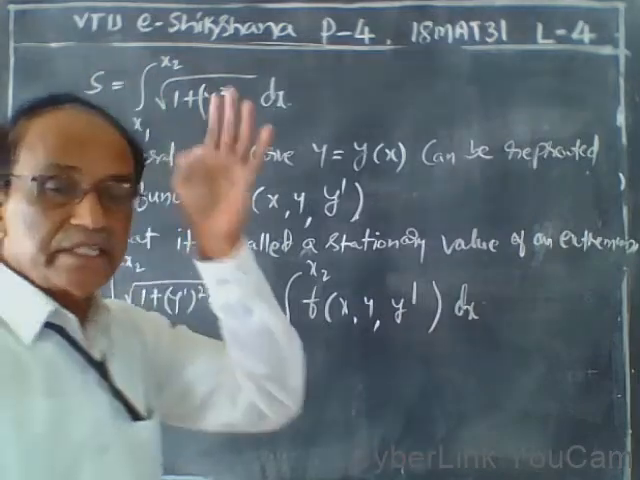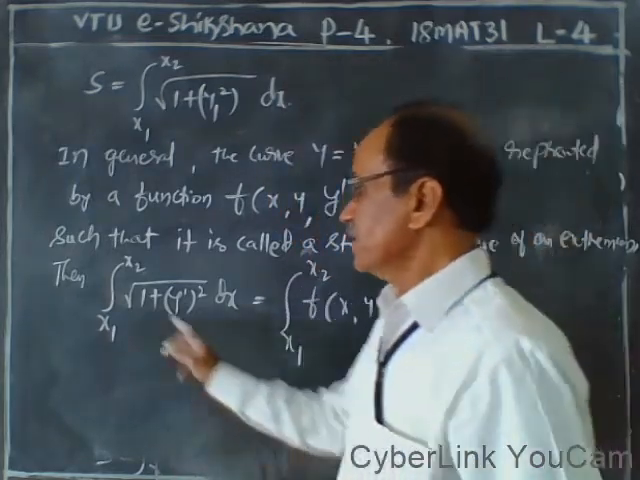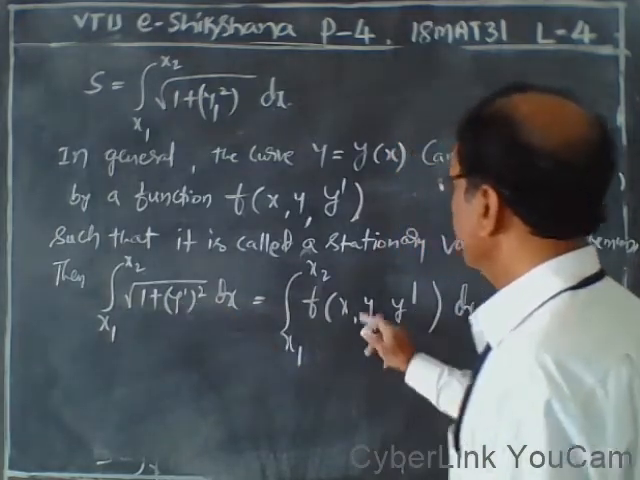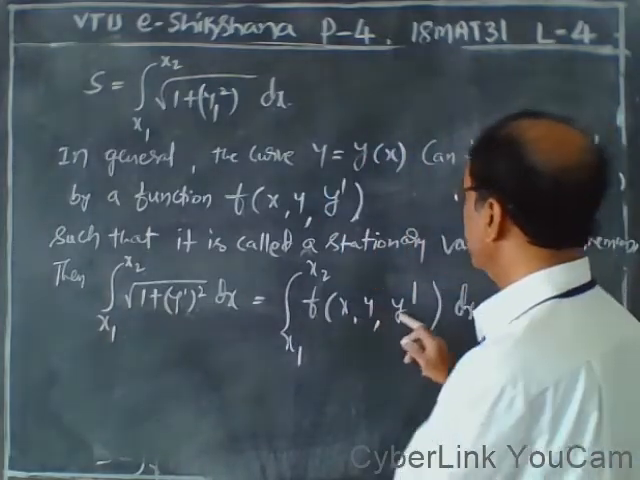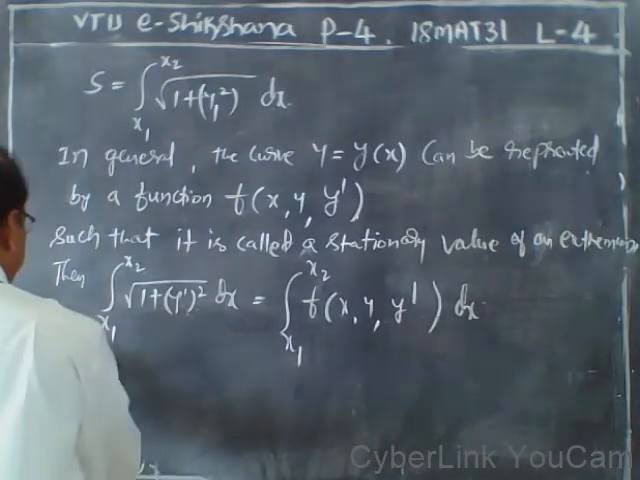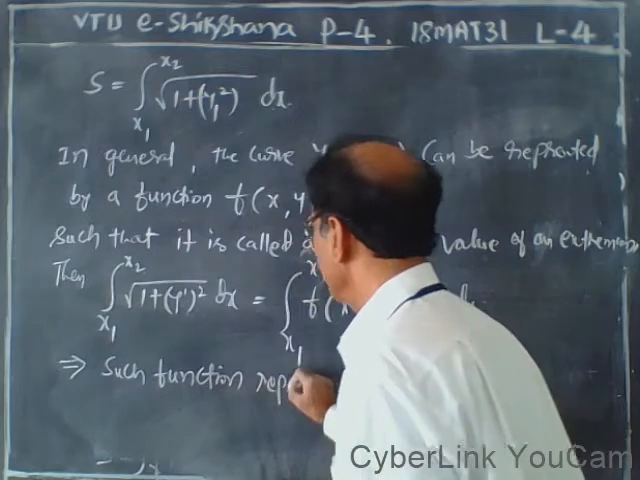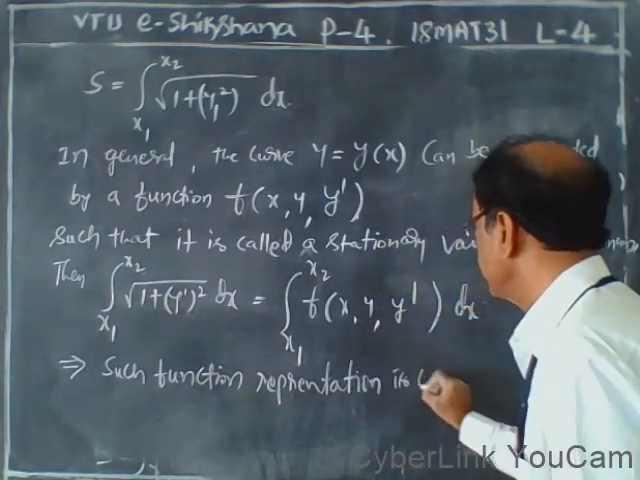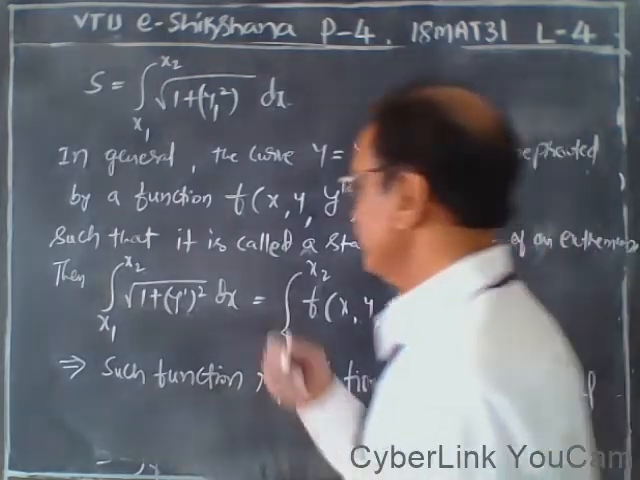So this is an integration between the limits x1 and x2, where x runs from x1 to x2, having some deviation. Therefore, instead of representing the function like this, the function can be taken, because here is a derivative, derivative meaning dy by dx, maybe including x and y, so that it is a function of x comma y comma y dash. This type of representation is called a functional.